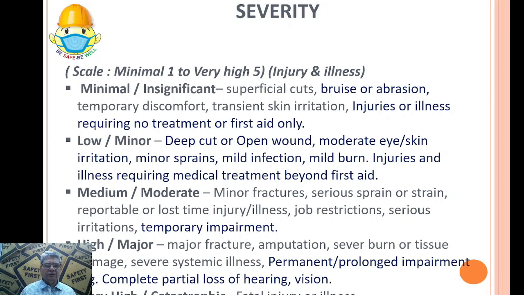2 to low and minor. So severity is low and minor. Here you will find deep cut or open wound, moderate eye or skin irritation, minor sprain, mild infection, mild burn, injuries and illness requiring medical treatment beyond first aid. Now value 3 to medium and moderate: a minor fracture, serious sprain or strain, reportable or lost time injury, illness, job restrictions, serious irritations, temporary impairment.